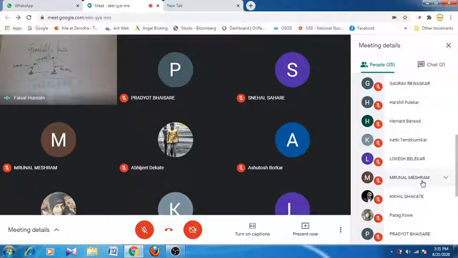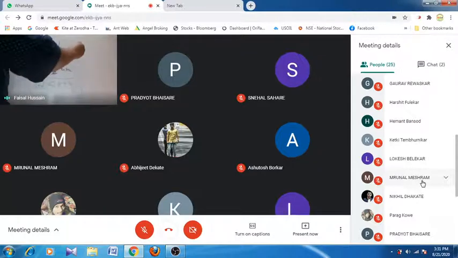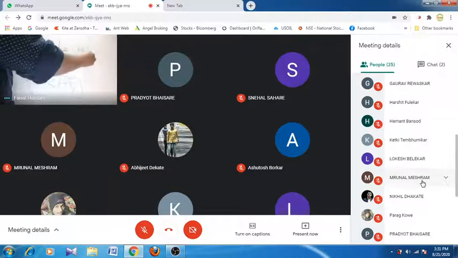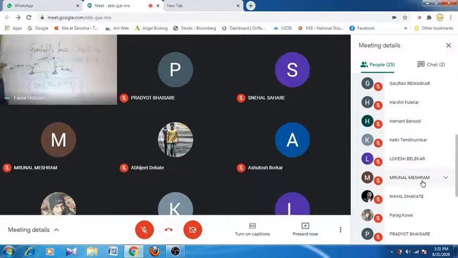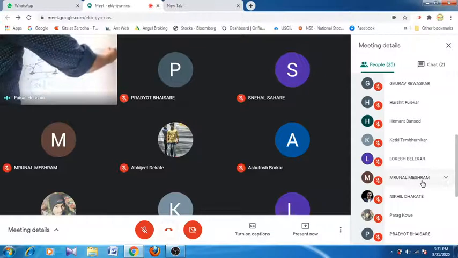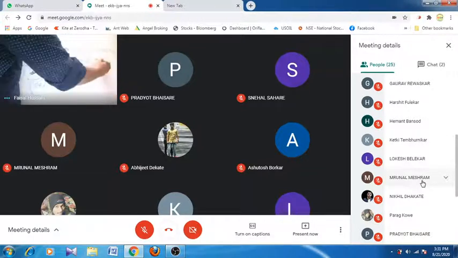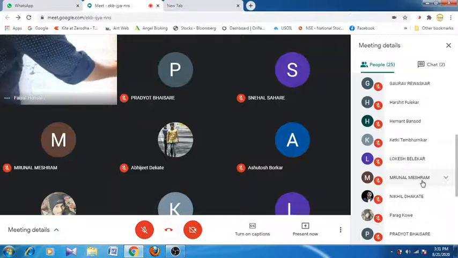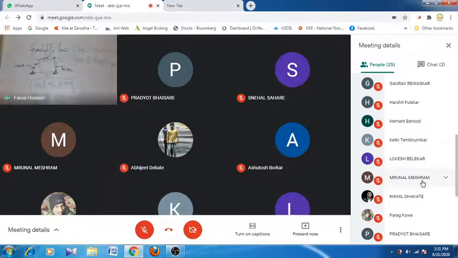Now, one is class 1 mechanism and one is class 2 mechanism. Class 1 means S plus L less than P plus Q. Class 2 means S plus L greater than P plus Q. This is class 1 and class 2 mechanism.